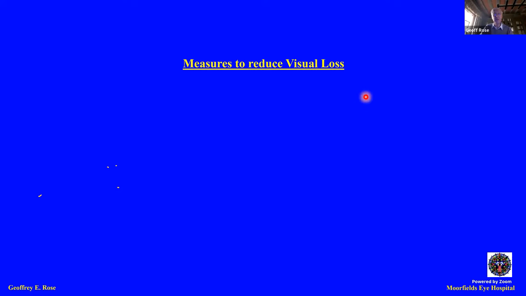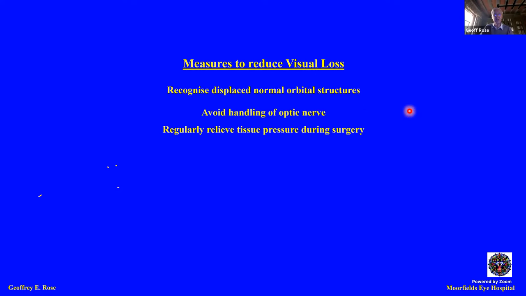How can we reduce visual loss? Well, recognize obviously normal orbital structures so you don't take out anything. Avoid handling the optic nerve. I prefer not to see the optic nerve. I prefer it to remain covered in fat and out of the way. And regularly relieve tissue pressure, because tissue pressure is distorting the vessels and so on and may cause vasospasm.